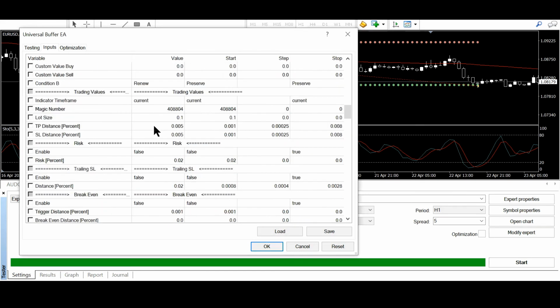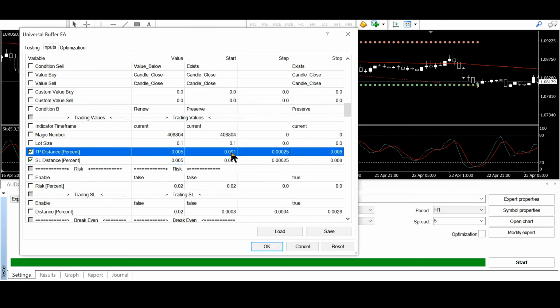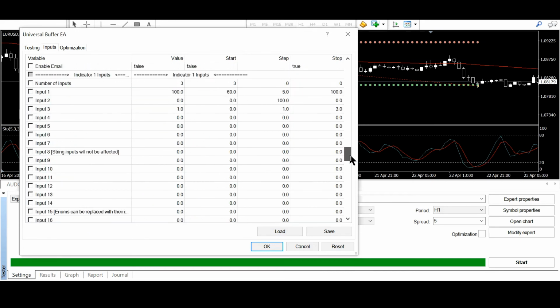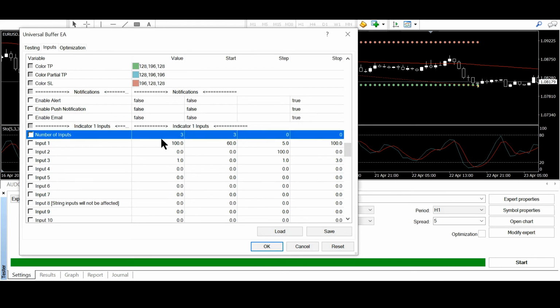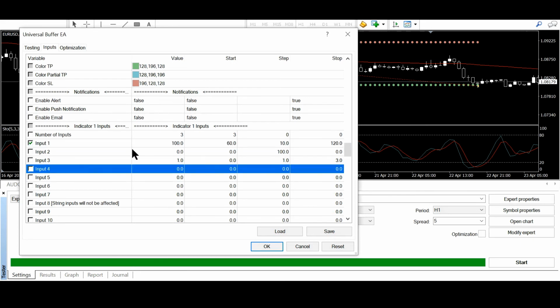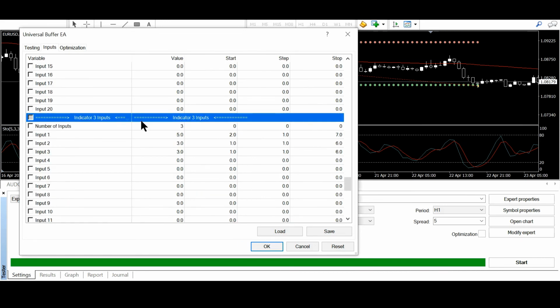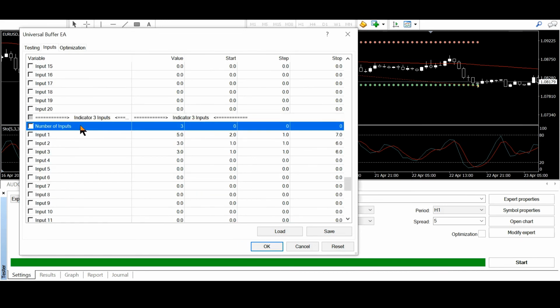For example, I want to optimize take profit and stop loss. Start is 0.001, end is 0.008. I want to optimize more inputs. For example, the moving average period. Start is 60, step can be 10, end can be 120, and I also want to optimize the MACD inputs, the stochastic inputs.